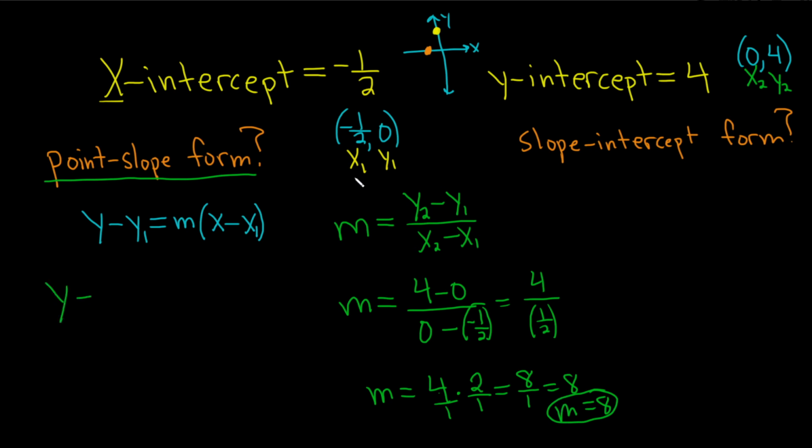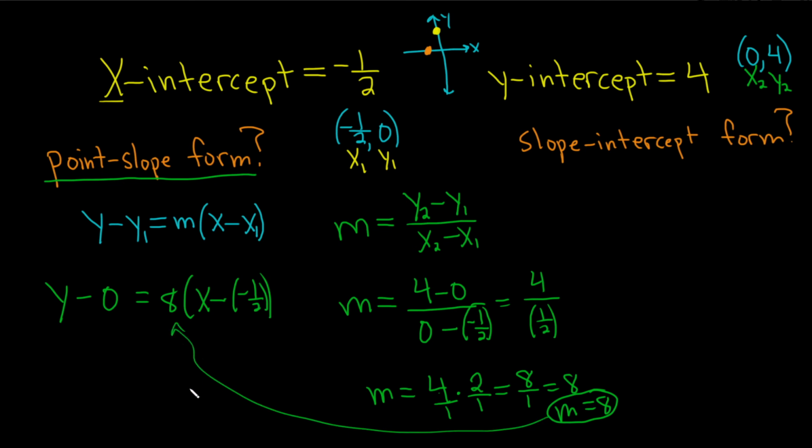So y minus, we said y1 was 0. M is negative 1/2. So negative 1/2. And then it's going to be, no, m is not negative 1/2. That's a mistake. M is 8. That's bad. I was looking here. That's terrible. And x minus negative 1/2. x1 is negative 1/2. There we go. I got a little sidetracked there. So there's our m. All right, so this is y equals 8 parentheses x plus 1/2. And that would be the point-slope form.